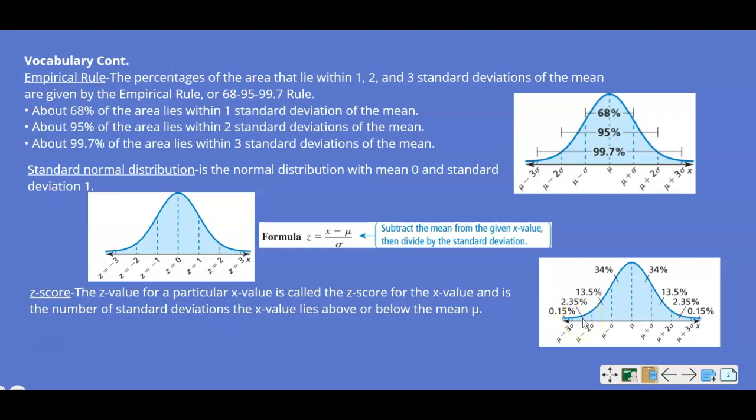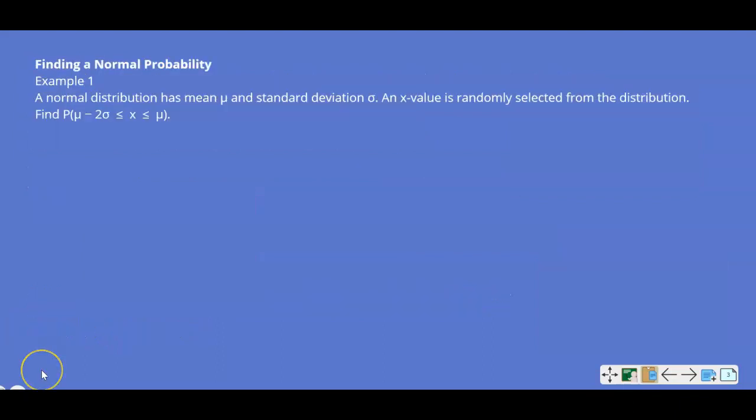Here's 2.35% in this area. And then right here is 13.5. And this is 34. And if you look, because this is symmetric, these numbers will match the numbers on this side as well. So let's see what we can do to use this information.